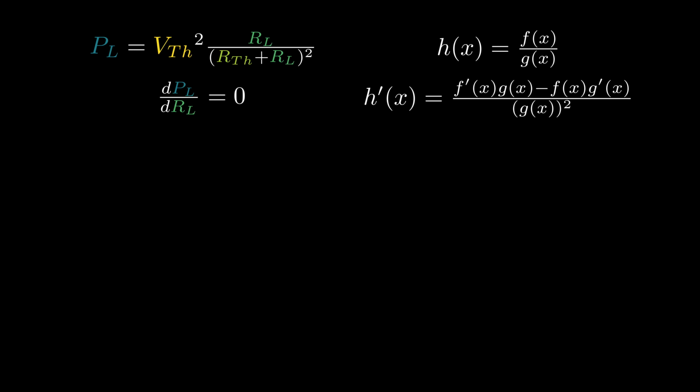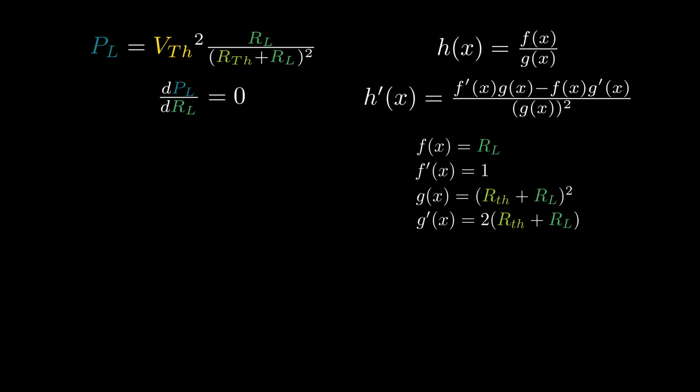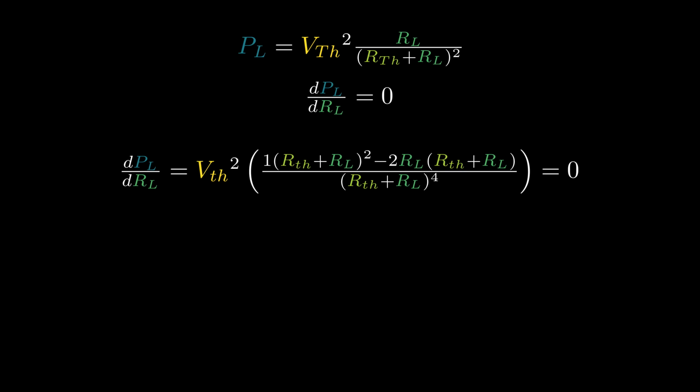When I was a student, I was always scared of the quotient rule until I simply started writing everything out as shown. From there, it's simply plugging in the calculated values of f(x), g(x), and their associated derivatives. Now we're left with a fairly large equation.